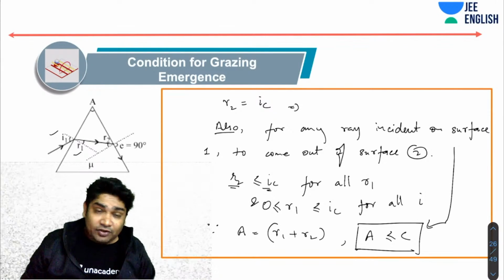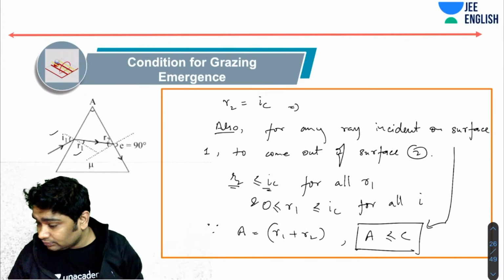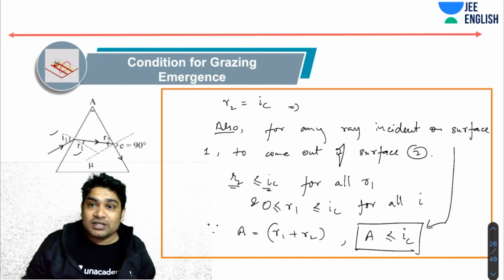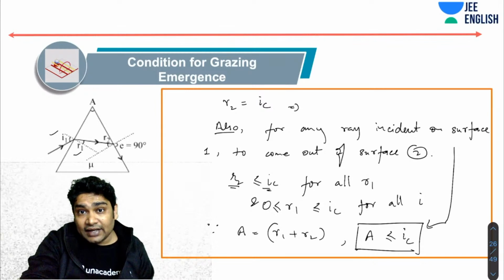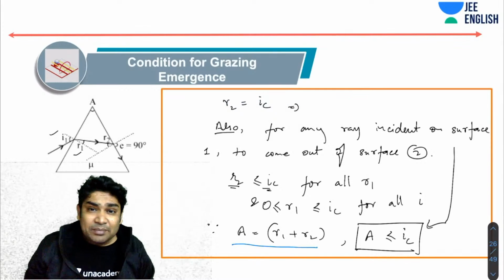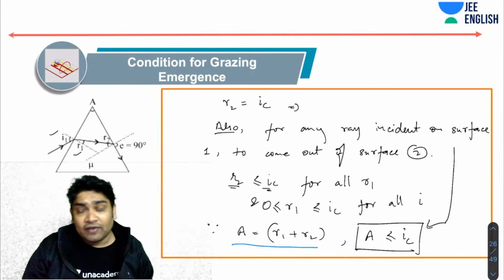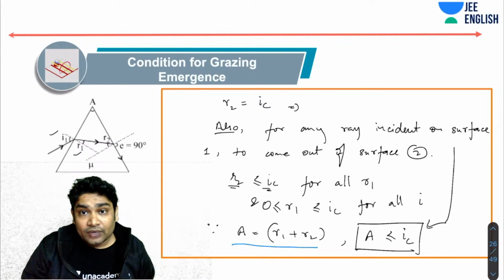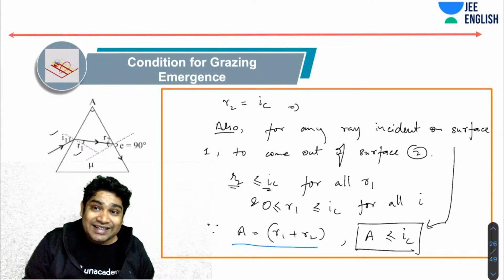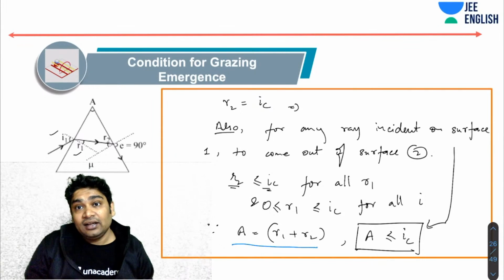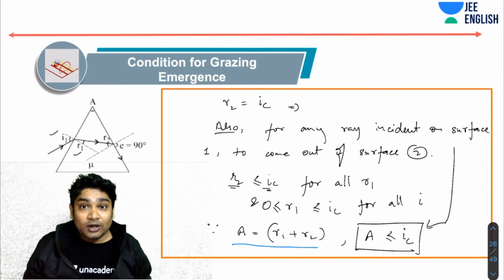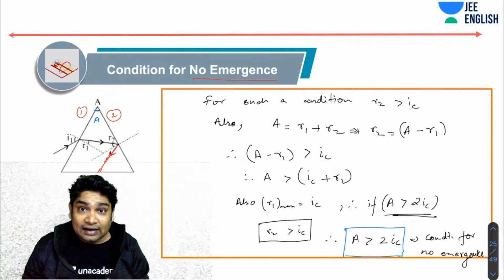Why? Because if your angle of prism is less than or equal to the critical angle, then you realize since A is equal to R1 plus R2, what is the minimum value of R1 that you can have? The minimum value of R1 could have been 0. So you realize the maximum value of R2 would have been equal to A. And if that value is less than critical angle, then all your rays entering the phase 1 would come out from phase 2.